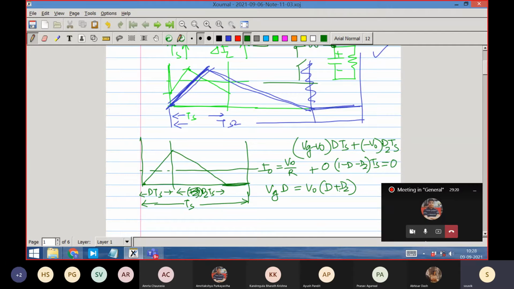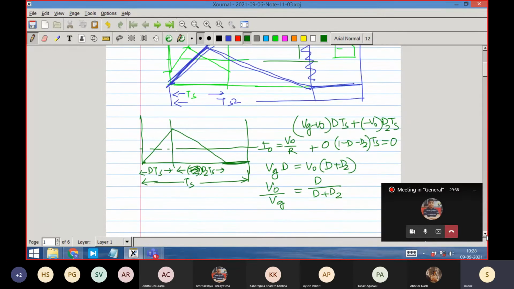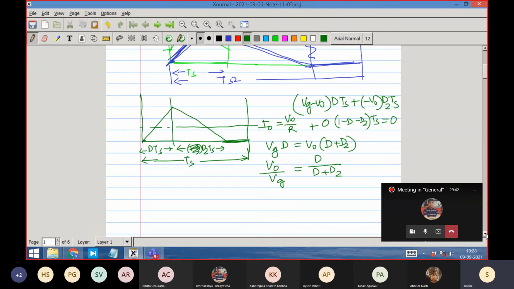So you see that immediately V naught by Vg we cannot find out, because we don't know what is d2. I do not know what is d2. So this must be equal to d by d plus d2. So from this volt-second equation we cannot determine the output voltage, or the conversion ratio. V naught by Vg is called the conversion ratio, and we cannot determine it, because what is unknown here? Unknown is d2. So we have to find d2.